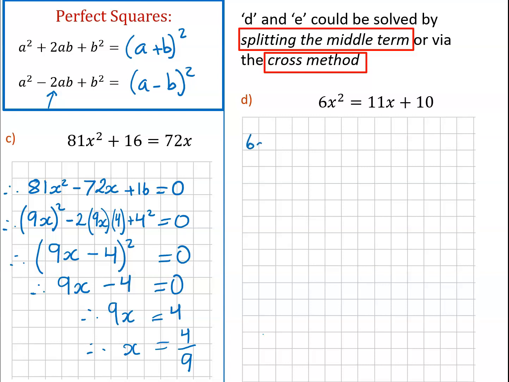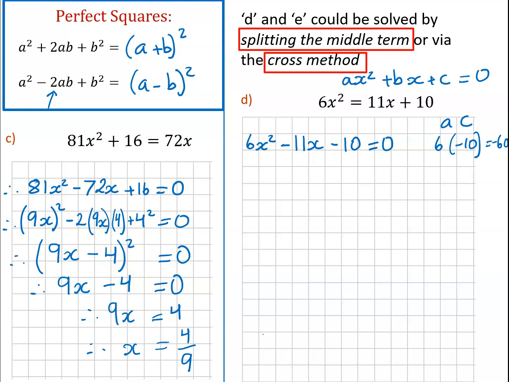Again, there's no other way but to make everything equal to 0. So we have to bring everything to the left. So when I said everything equal to 0, I meant the equation equal to 0. That is our first step there. Always the same. Now, our quadratic equations, in the general form, are ax squared plus bx plus c equal to 0. To split the middle term, we do a times c. In other words, what's a? 6. What's c? Negative 10. What's 6 times negative 10? Negative 60. Okay, that's the first step.